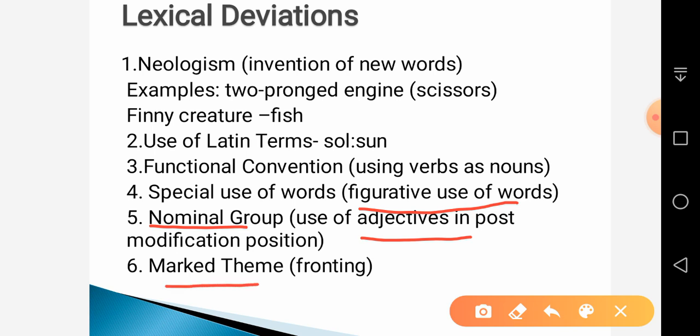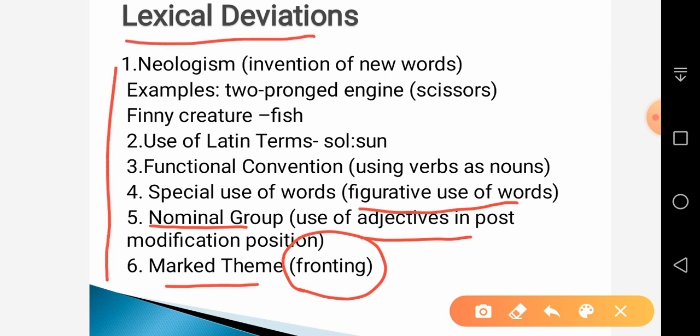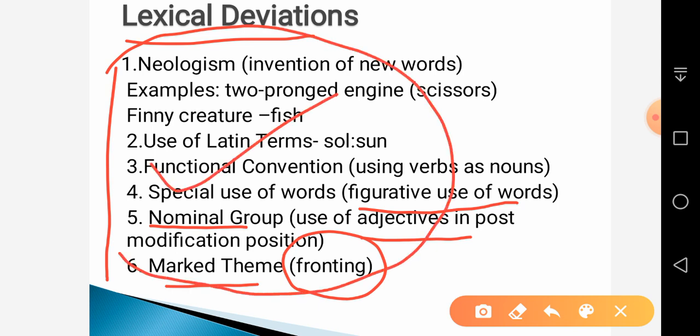Then mock theme or fronting. Sometimes words are brought to the beginning of sentences, like of men I sing. So instead of saying I sing of men, words are brought at the beginning. So these are some of the lexical deviations. This is a very important topic, but I won't discuss it here in detail. I just want to give you an idea that all these are features of lexical deviation which are found in literary pieces or literary text.